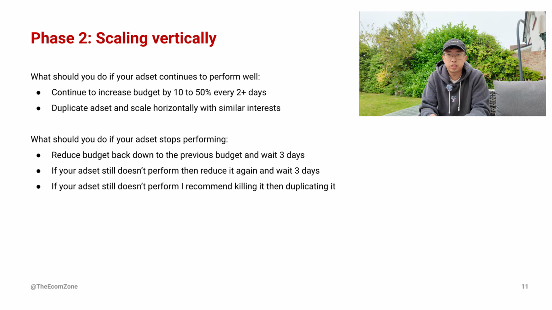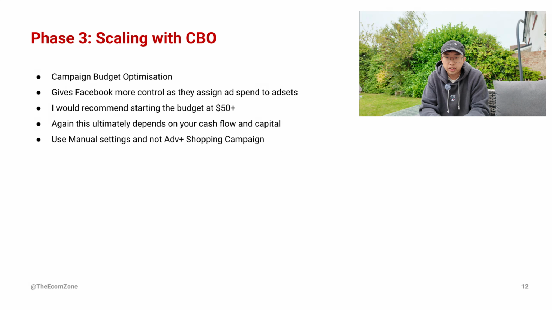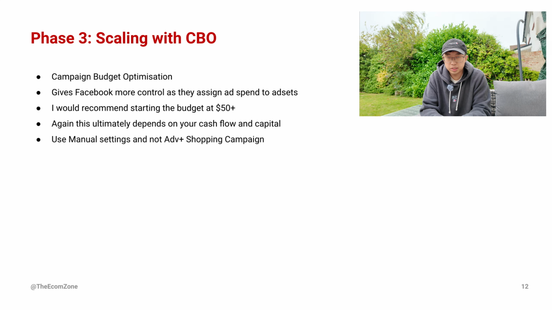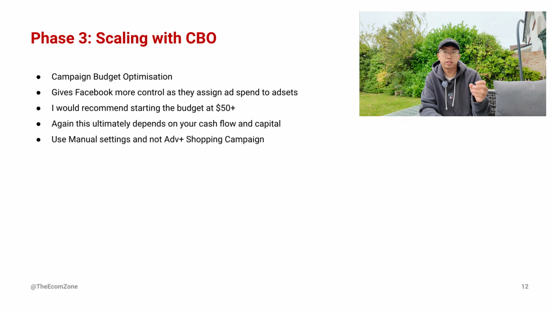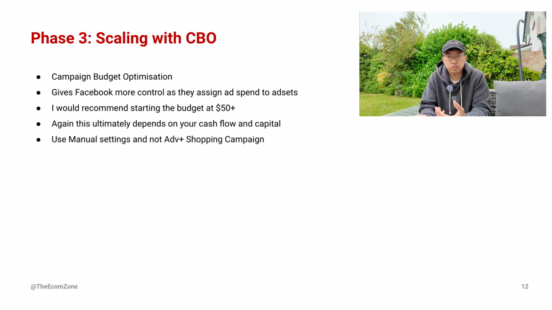The reason why sometimes this works is when you duplicate an ad set and you leave everything the same, you're actually testing a different segment within the audience. And then phase 3, scaling with CBO. CBO stands for Campaign Budget Optimization, and you're basically setting the budget at the campaign level. This just gives Facebook more control as they get to assign the budget to the ad sets. I would recommend starting the budget of this CBO campaign at $50.